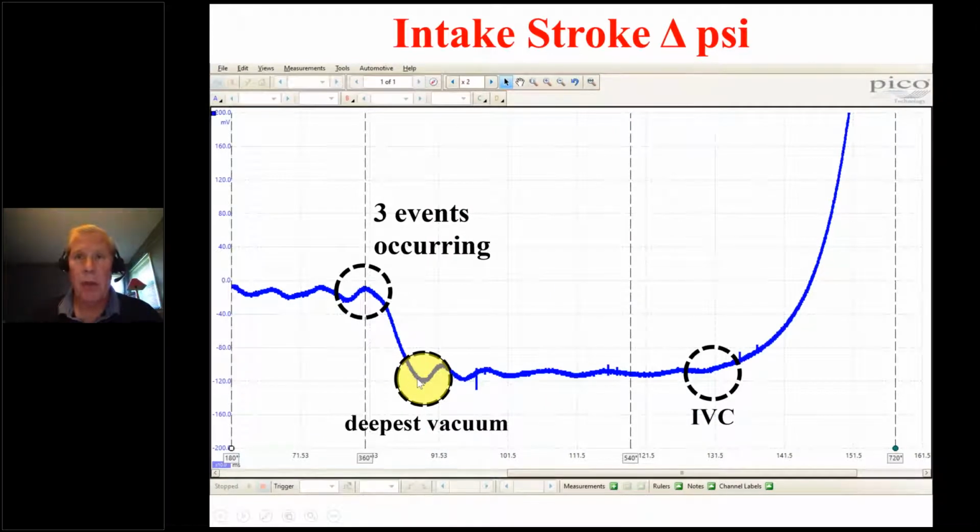I call this the point at which the deepest vacuum on the intake stroke is first reached. So this is not a textbook definition. This is not exactly when the intake valve opened or when the exhaust valve closed, but it's an indication of both. That point will shift left or right as a function of intake valve opening and exhaust valve closing. Let me give you an example of what I mean.